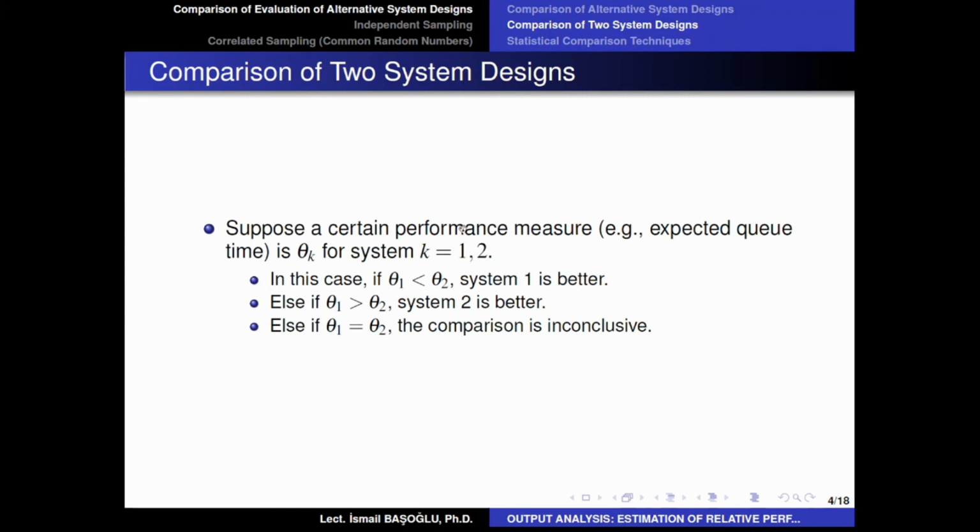You know that if theta 1 is less than theta 2, we can say that system 1 is better. If theta 1 is greater than theta 2, then system 2 is better. Why? Because the less the expected queue time, the better for the client's satisfaction, right? So if the expected queue time is less, then they will be more and more satisfied, basically. But if theta 1 and theta 2 are the same, in that case, we say that the comparison is inconclusive. So we cannot say which system is better in the expected queue time.